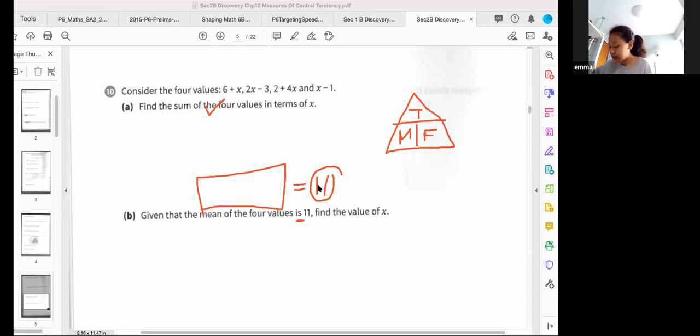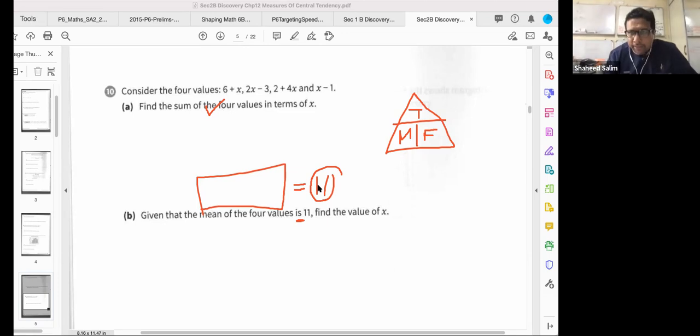0.875. 0.875. Okay, did you write it down? Can you show me your working? Can I see your working? You can either send me a photo or you just show me.